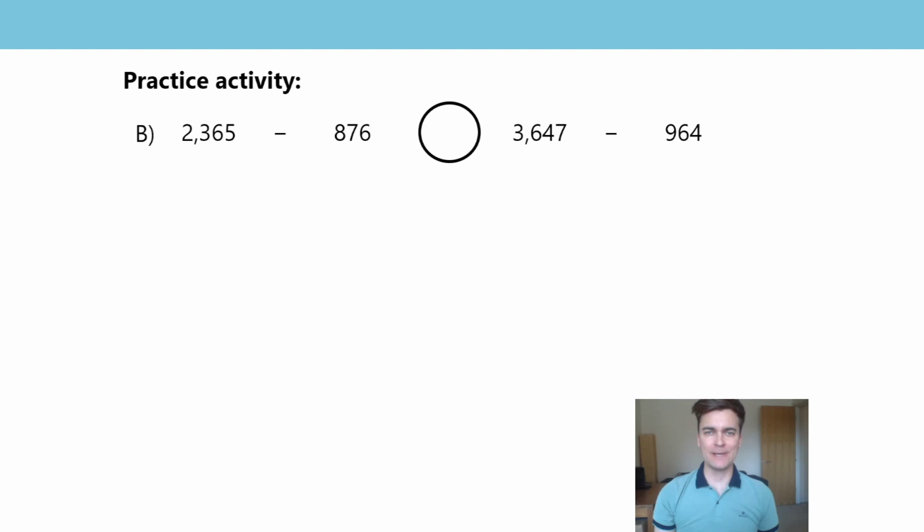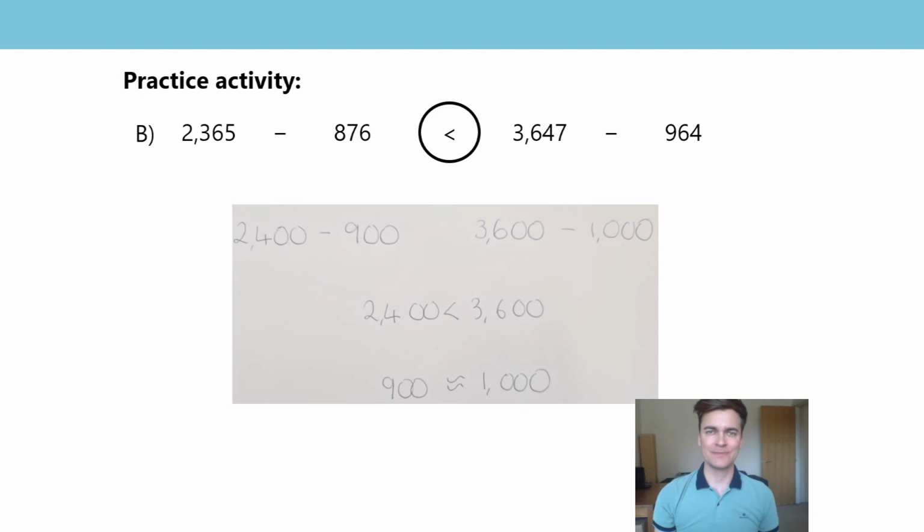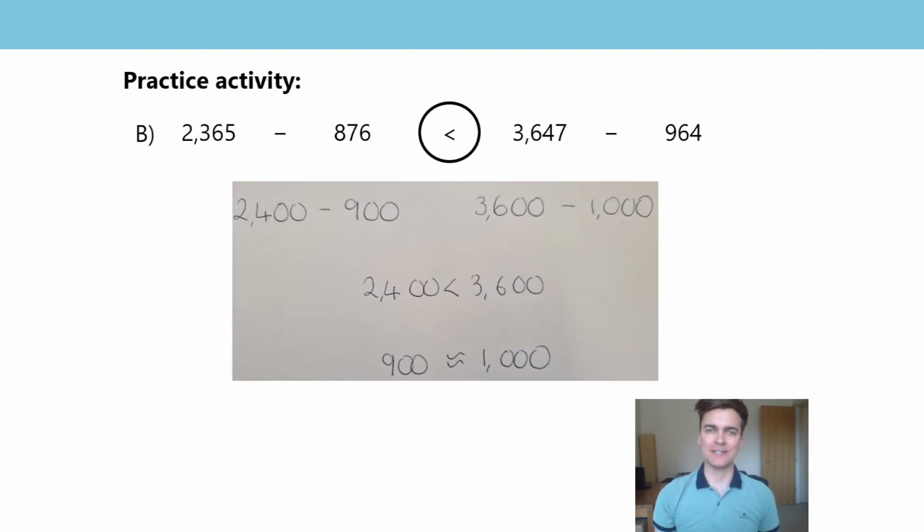What did you get for B? I got the less than symbol. Did you get the same? And how did you find it? What did you do to find the missing symbol? Here's what I did. Again, I used rounding to approximate. I didn't calculate with the numbers as they are in the expressions. I rounded them all to the nearest 100.